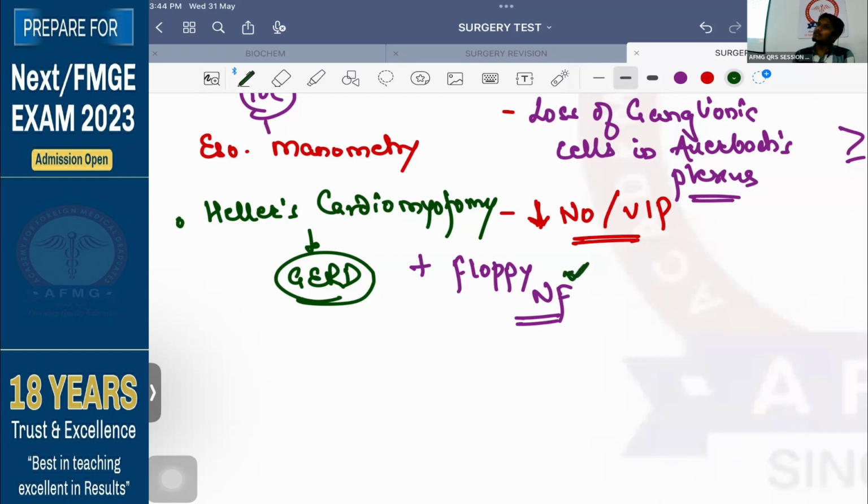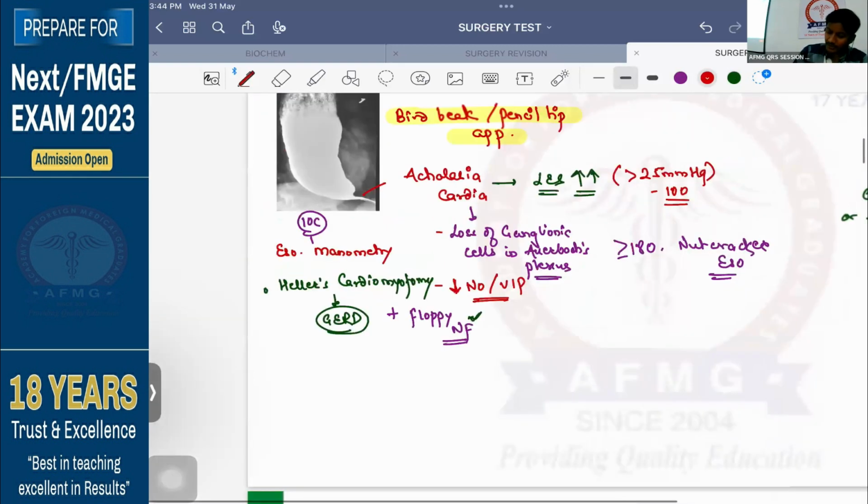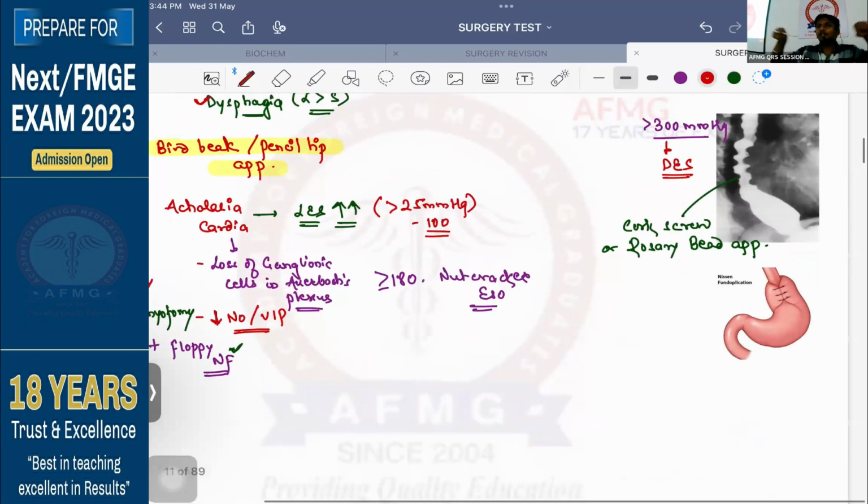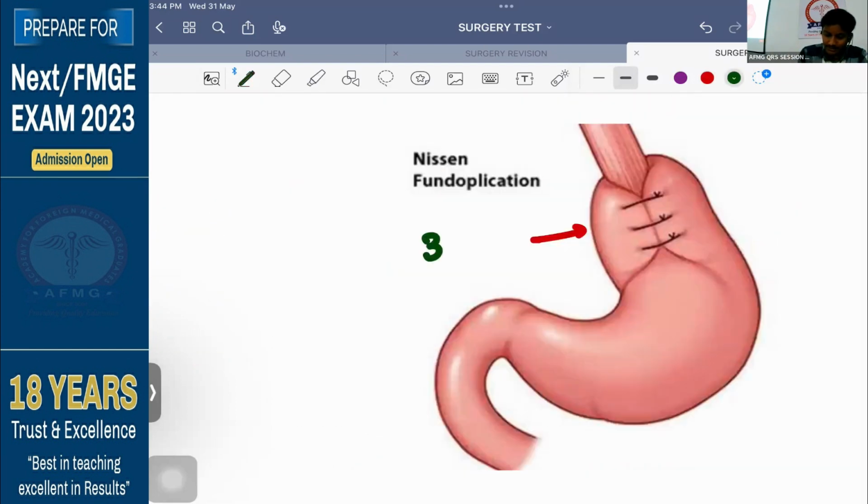Heller's cardiomyotomy plus floppy Nissen fundoplication, because due to Heller's cardiomyotomy, there will be very high chances of GERD in the patient. To prevent that, better in the same surgery, go for a floppy Nissen as well. ठीक है? याद रखनी ये बात. Moving further, this is what a Nissen fundoplication is. Partial wrap or a complete wrap of stomach around the esophagus. Complete 360-degree wrap of the fundus of the stomach around the esophagus, which will not let the lower esophageal sphincter relax too frequently. And that is how it will prevent GERD in the patient.